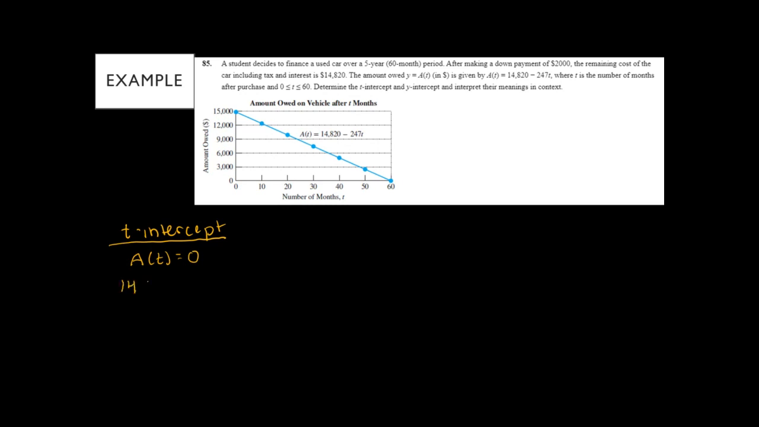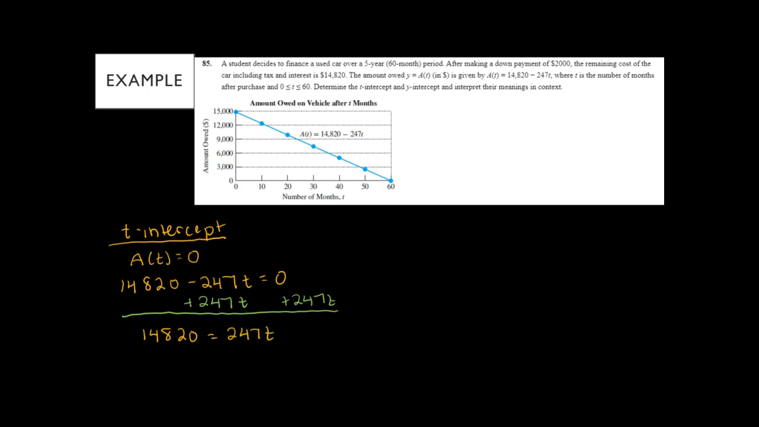So I've got my equation 14,820 minus 247t equal to 0. So we're going to solve for t. I'm going to add 247t to both sides. As I keep saying, I like to have positives. I don't like to have negatives. So that gives us 14,820 equals 247t. Then I'm going to divide both sides by 247. And we get t equals, grabbing my calculator, 60, which makes sense because it's a 60-month loan. And that matches with what we see on the graph here.